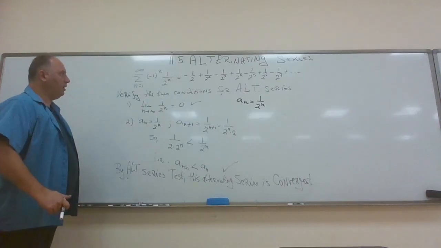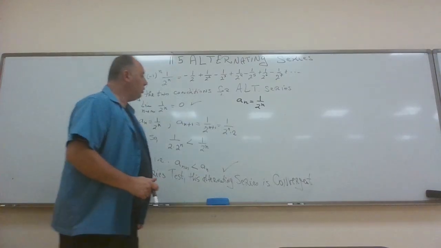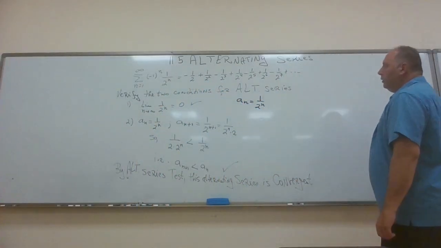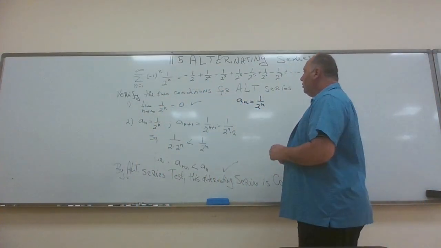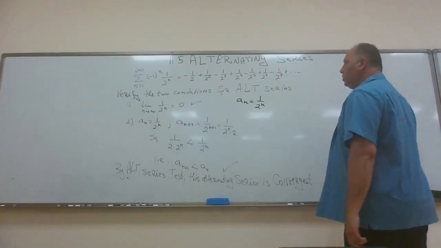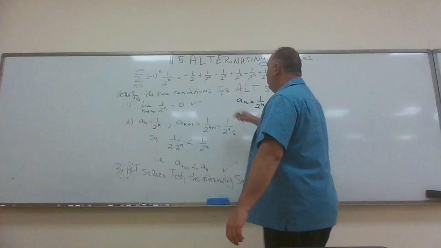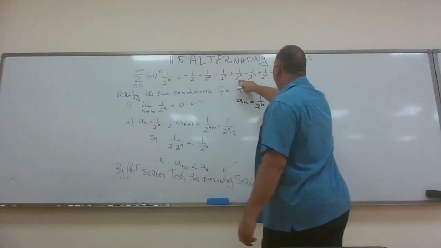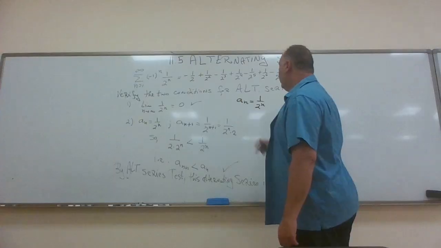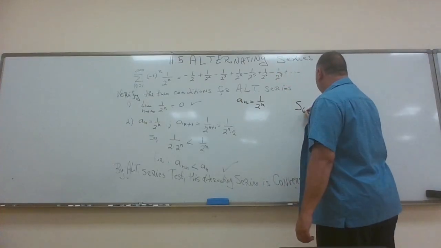So that's straightforward. Now the next question that we could ask is, what's the error if we add the first 6 terms, for instance? So we had this 2, 3, 4, 5, 6. So if I add these 6 terms here, I will get S6.